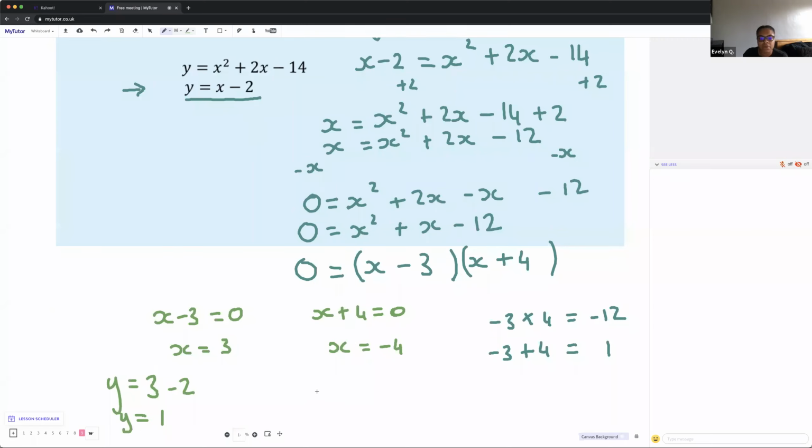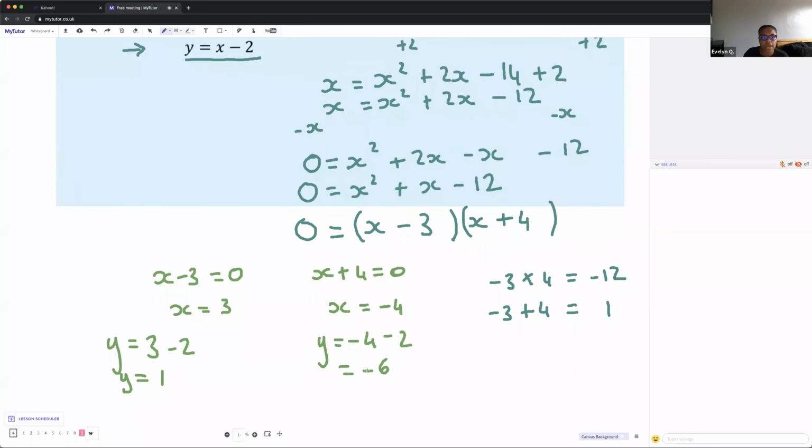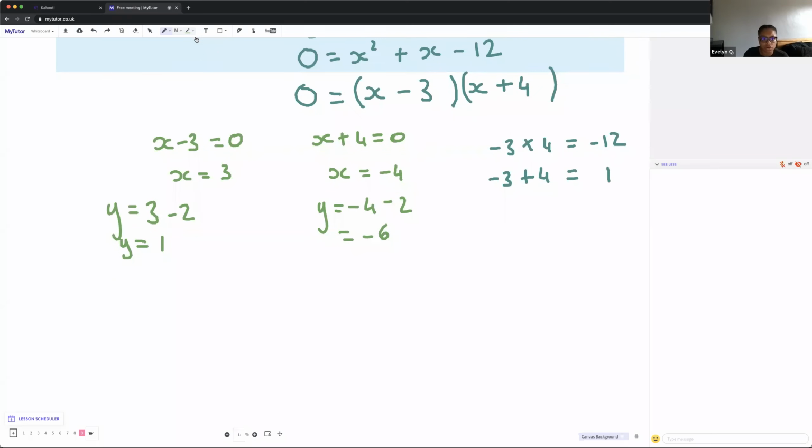And then when x is -4, y equals -4 minus 2. So y equals -6. Now, the way to write it, another step which a lot of students miss a few marks for, is the way you're writing it.